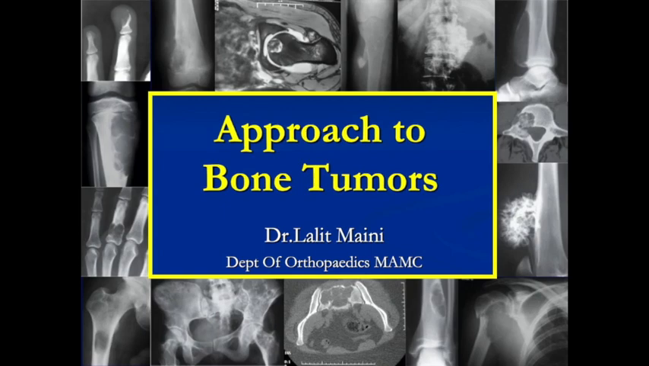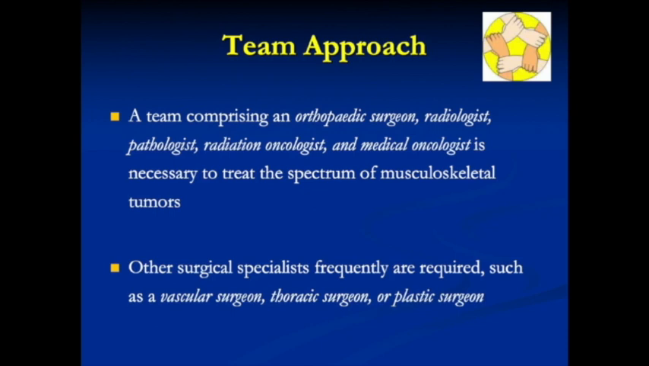It has to be a team approach. It is not only the orthopedic surgeon. You need specialists from radiology, pathology, radiation oncology, medical oncology, and at times you might need people from the vascular surgery side, from thoracic surgery and plastic surgery. So it's going to be a combination of many people, as you will understand as we go ahead, that every aspect is important.